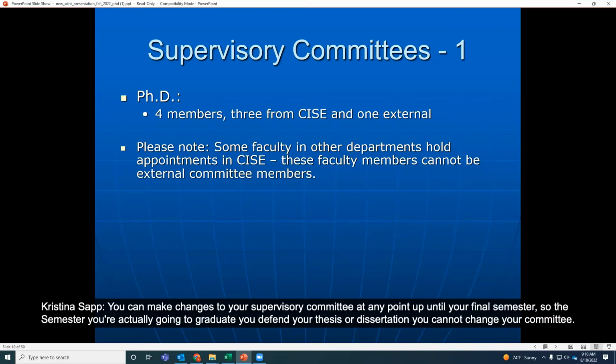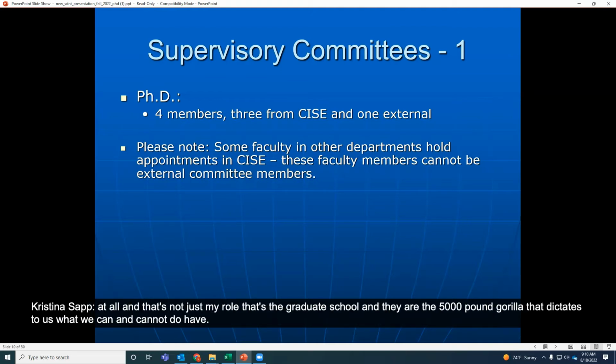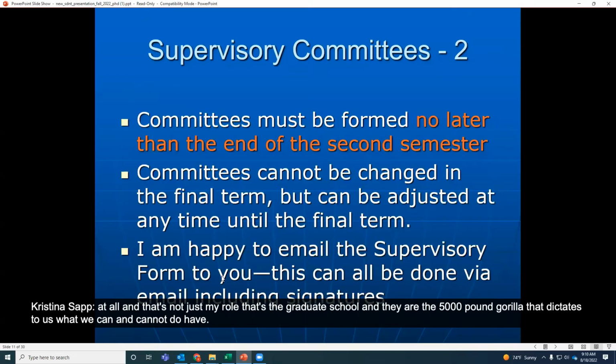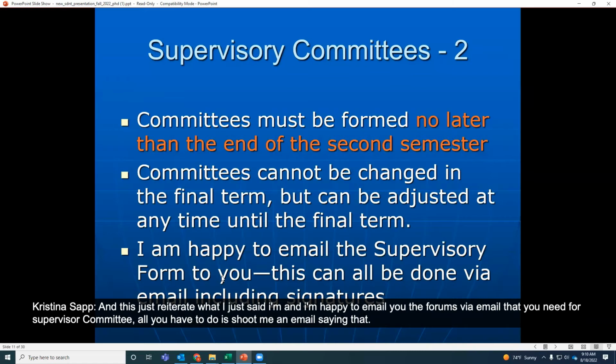You can make changes to your supervisory committee at any point up until your final semester. So the semester you're actually going to graduate and defend your thesis or dissertation, you cannot change your committee at all. And that's not just my rule, that's the graduate school, and they are the 5,000-pound gorilla that dictates to us what we can and cannot do. And this just reiterates what I just said.